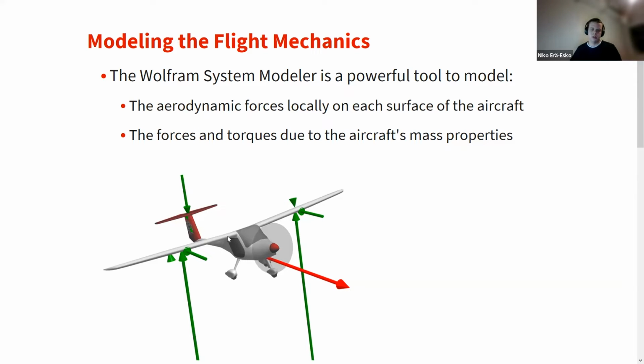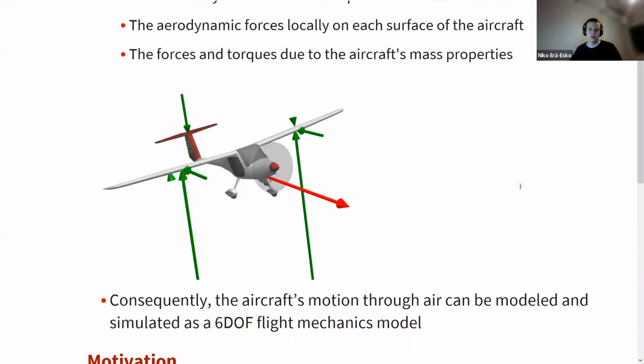mass, center of gravity, and moments of inertia of the aircraft, we can actually quite well build up a 6 degrees of freedom flight mechanics model to model the movement of the aircraft through air.